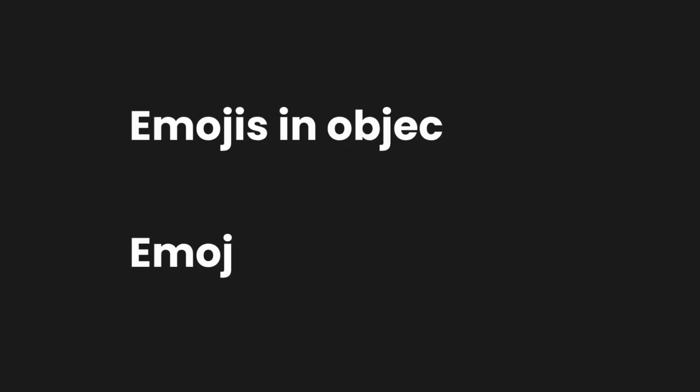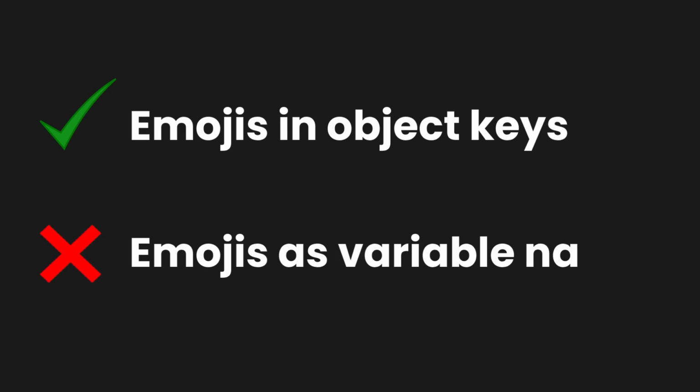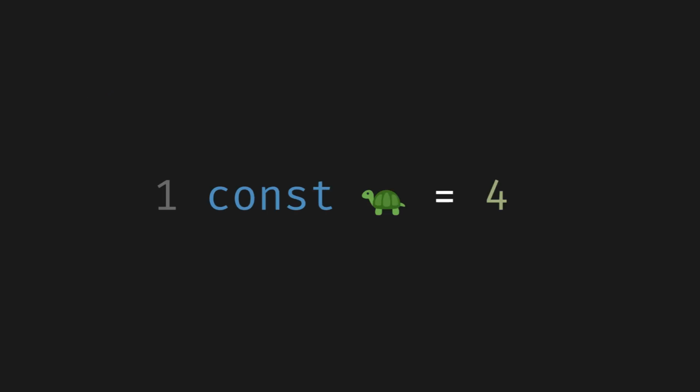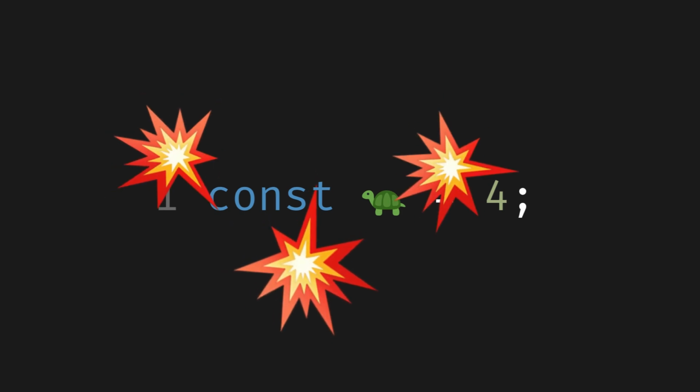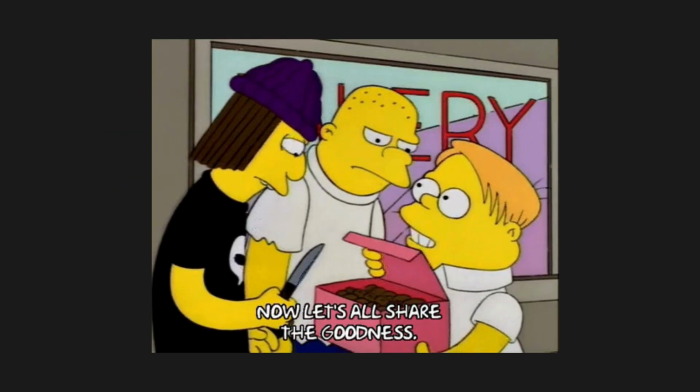So, quick recap. Emojis in object keys are totally valid because they are strings. Emojis as variable names, not unless they belong to Unicode categories like Lu and Ll. Next time someone drops const turtle emoji equals 4, you'll know exactly why it explodes. Send them this video and maybe a Unicode link or two.